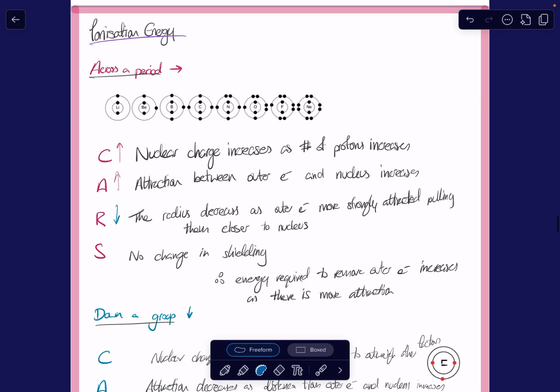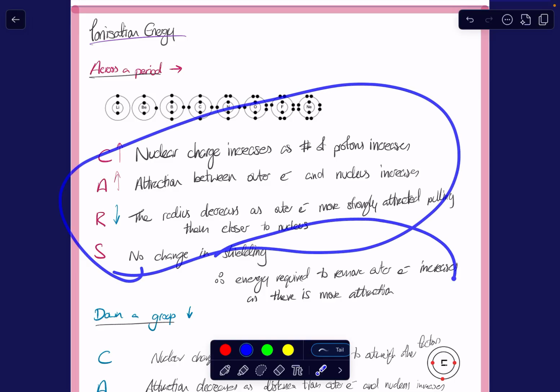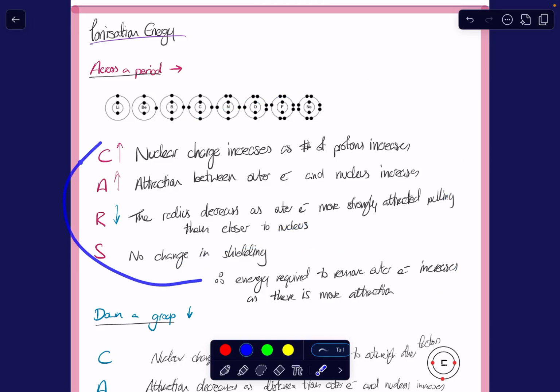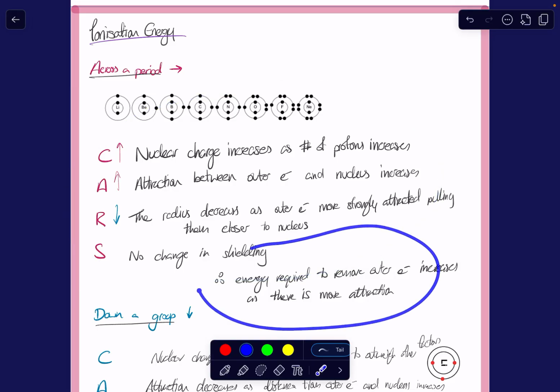Now, the question's asking about ionization energy. We've identified and analysed the trend. Now we need to give our summary. So this is like in maths where we show our working out and then we have our final answer. Only you get all the marks for this and you get all the marks for this. So there's about 4 marks effectively for you. The very final point needs to relate back to ionization energy. This is how I would summarize it.